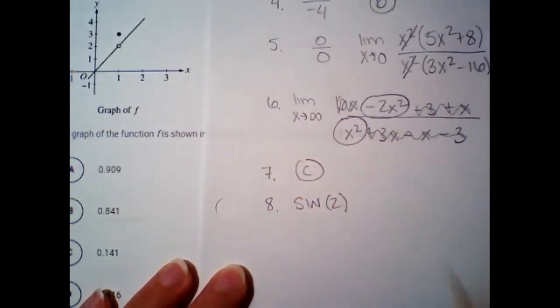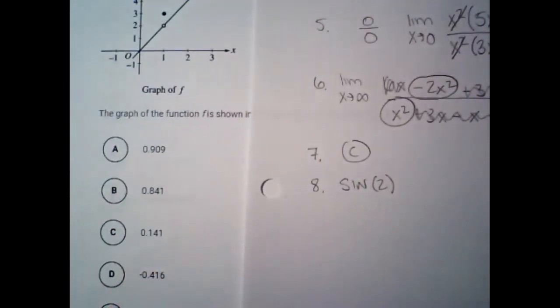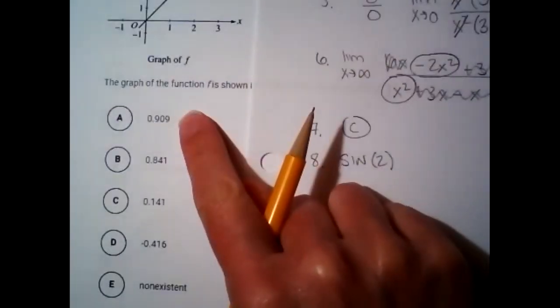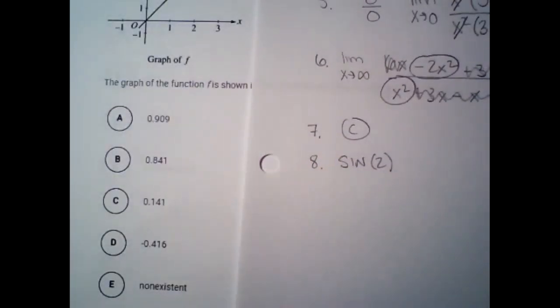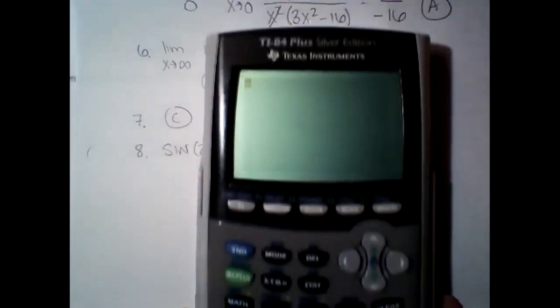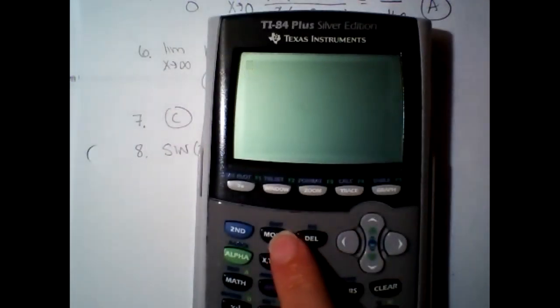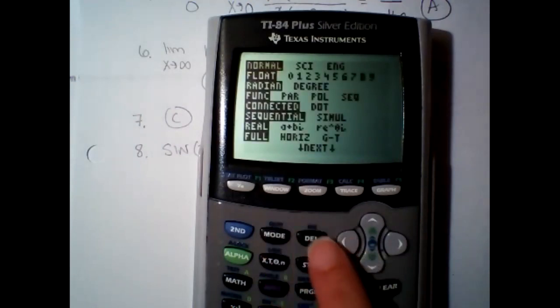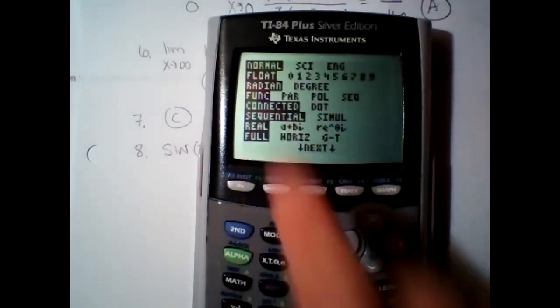The other way you always know when you need a calculator, if you're like, how do I know when I need one? Look at all the answer choices. If they're all crazy decimals, then you know you're going to need a calculator. So going to our calculator, we need to make sure we're in radian mode, which you should be unless you've messed with it because it's the default mode. But if you go to mode right here, just make sure radian is highlighted.